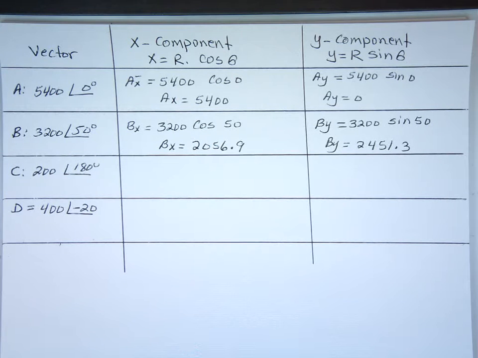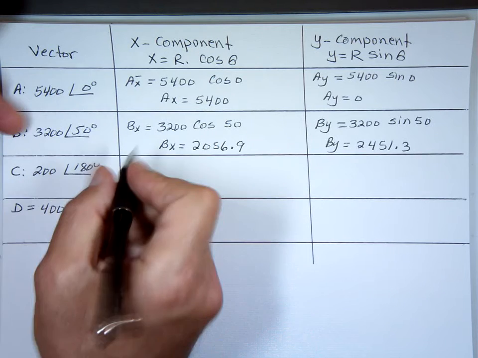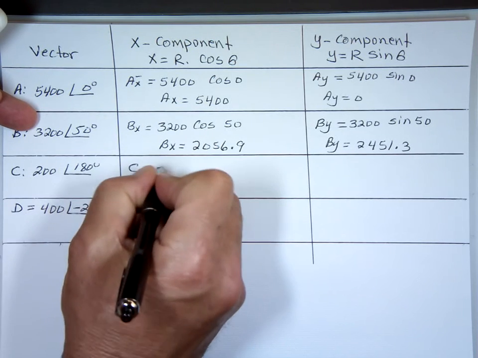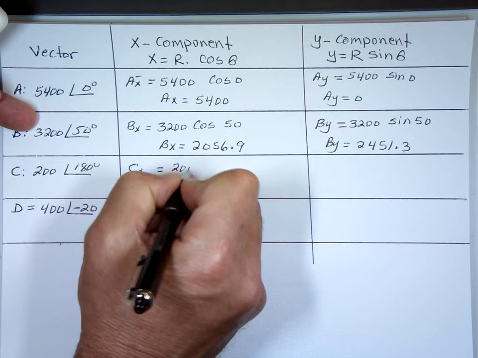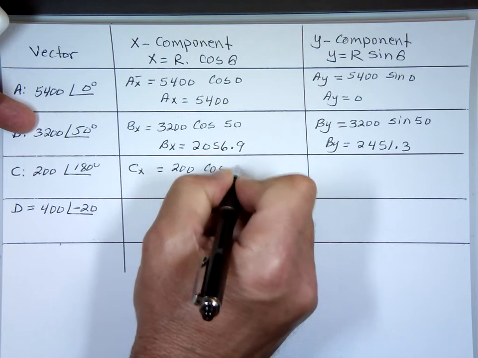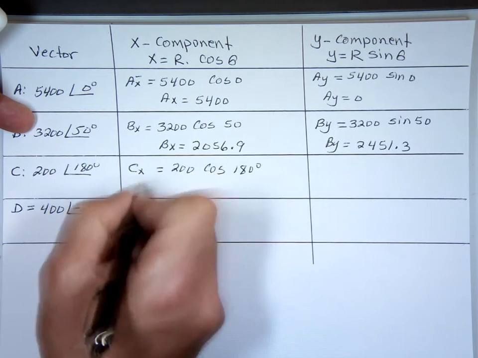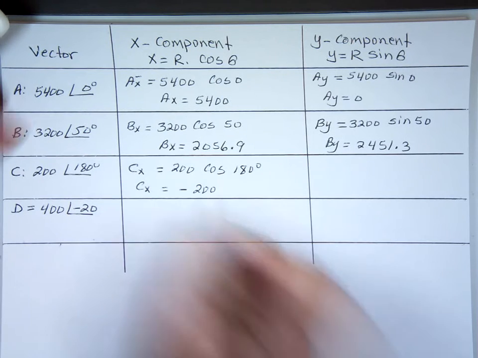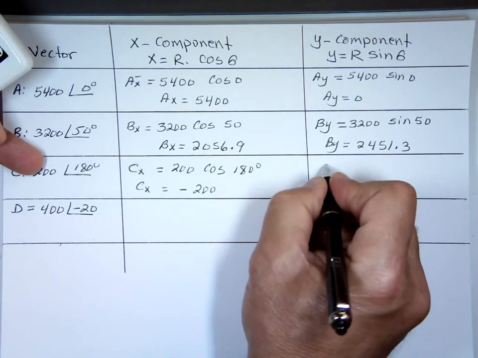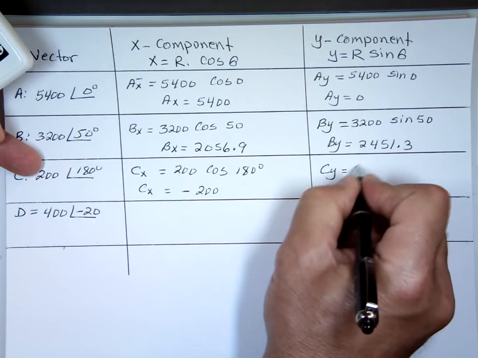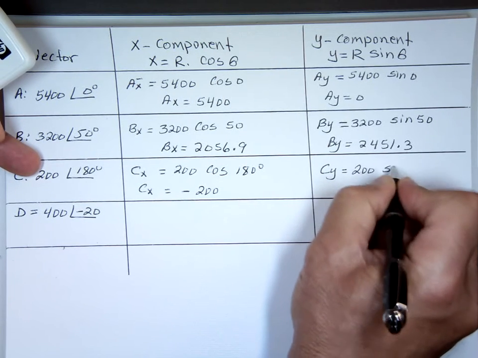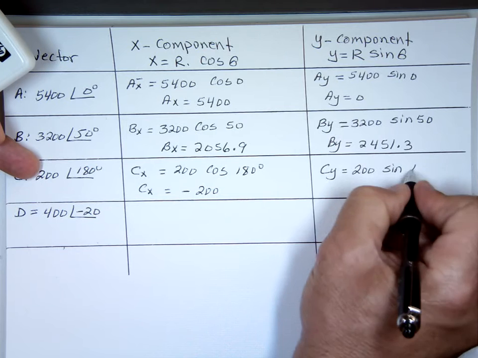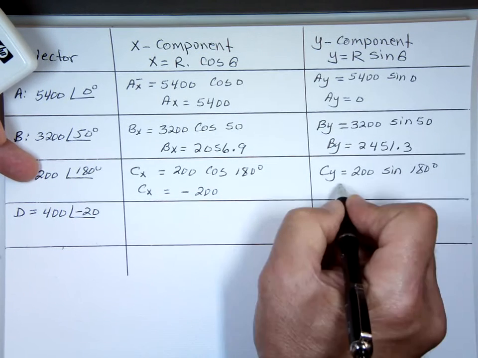Tugboat C, the one pulling backward, x component is going to be 200 cosine 180, negative 200. In the y direction is going to be 200 sine 180, 0.